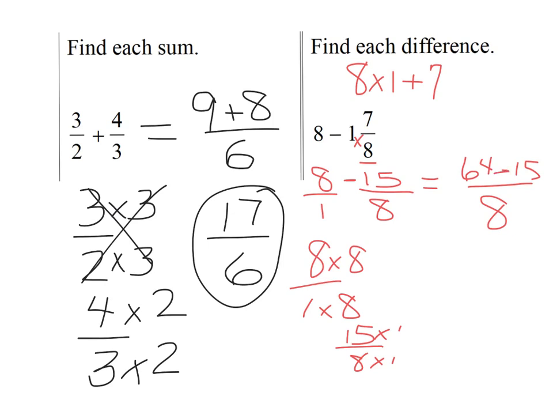All right, it's a subtraction problem, so to get my final answer, I just have to ask myself, what is 64 minus 15? That is not 59. It's going to be 49. And then I put my answer, keep my denominator, so it's 49/8 is my final answer.